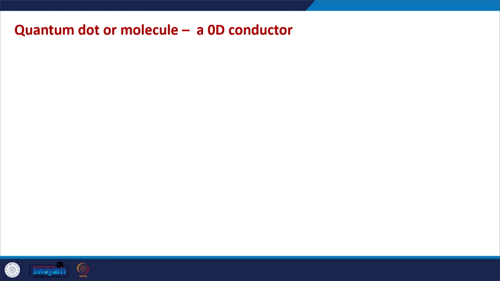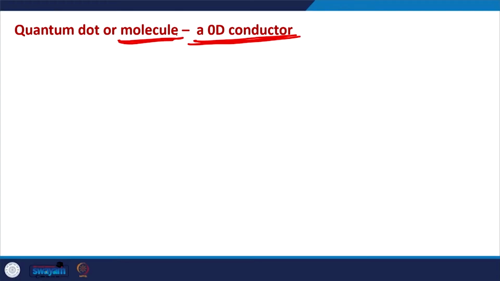A quantum dot device means that the active region of the device now is a quantum dot or a 0D conductor, which means a conductor in which electrons are confined in all the directions. Okay. So, it can be a molecule, it can be a very small nanostructure in which electrons are confined from all the directions, and it can be anything. Quantum dot or a 0D material is a very general term.